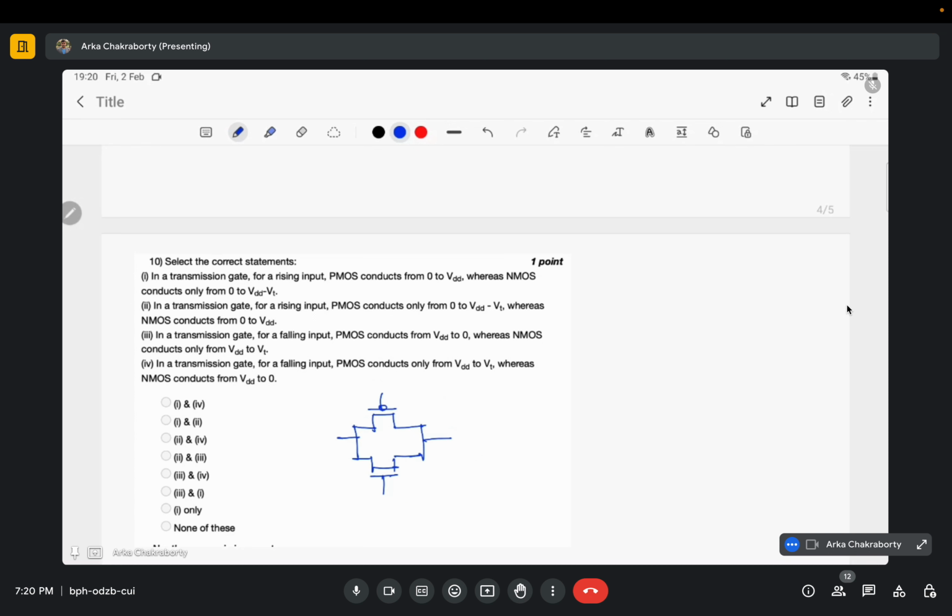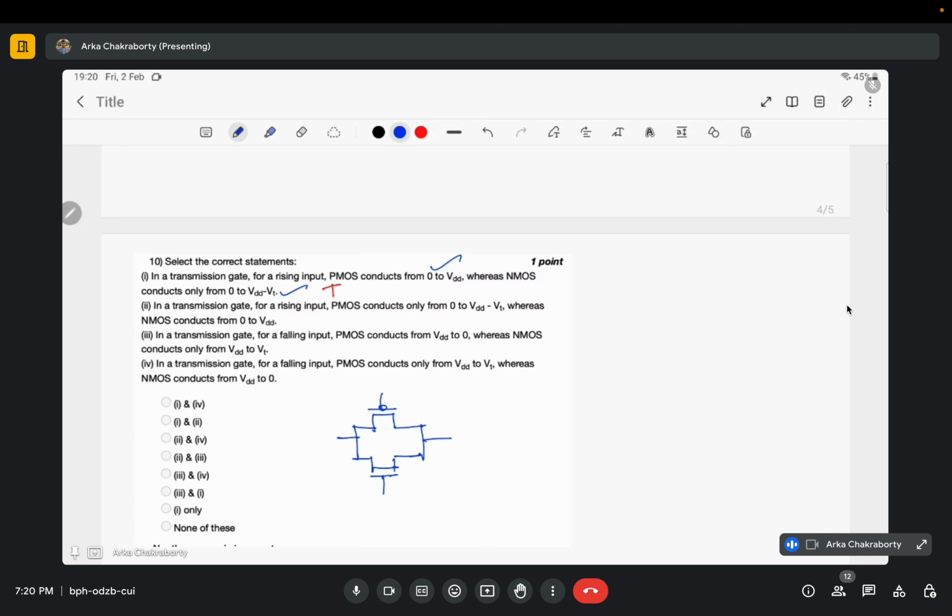Okay, so the first one is: PMOS conducts from 0 to VDD. As PMOS is strong 1, it is true that PMOS conducts from 0 to VDD, whereas NMOS conducts from 0 to VDD minus VT. It is also true. NMOS is weak 1, so it will only be able to pass up to VDD minus VT. So the first one is true.